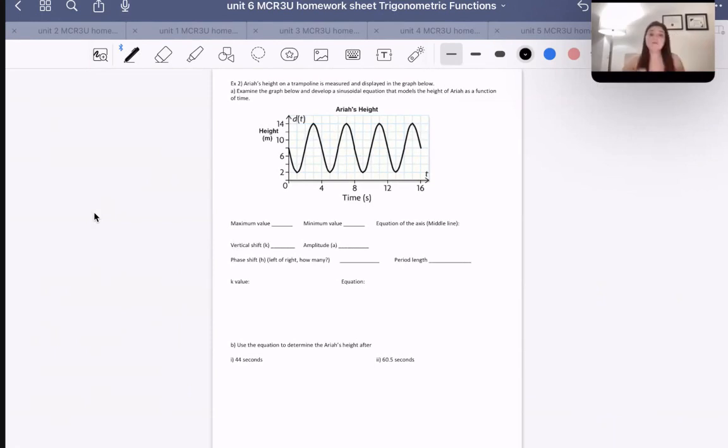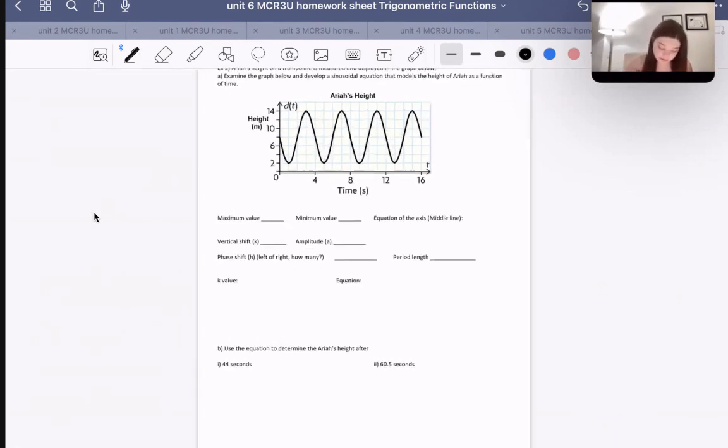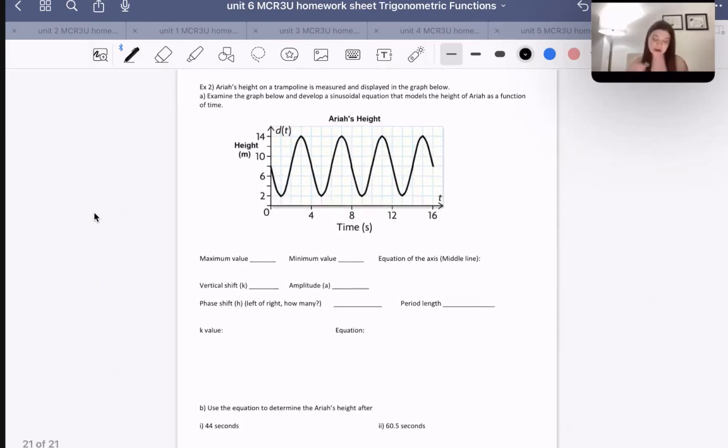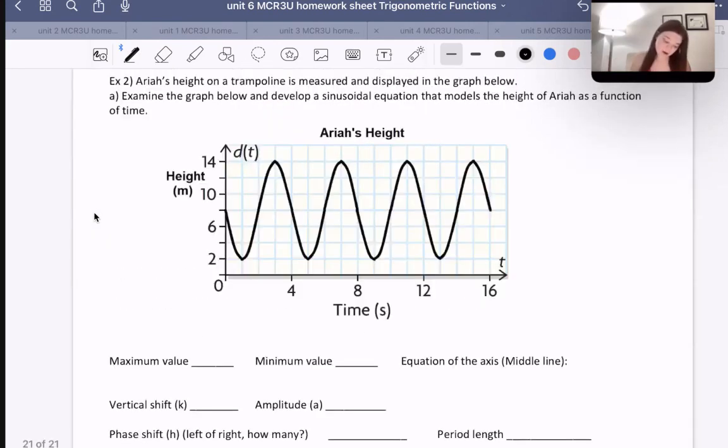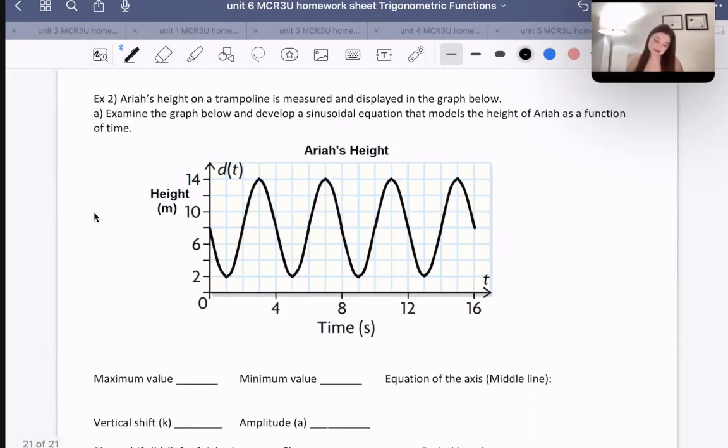All right, well, before I let you go, I do have one more example just like this. And you know what? I encourage you to pause and give this a try yourself if you feel comfortable doing that. And then I will move on with this next example. All right, so let's do it. Let's try this next example here. It says Arya's height on a trampoline is measured and displayed in the graph below. Examine the graph below and develop a sinusoidal equation that models the height of Arya as a function of time.